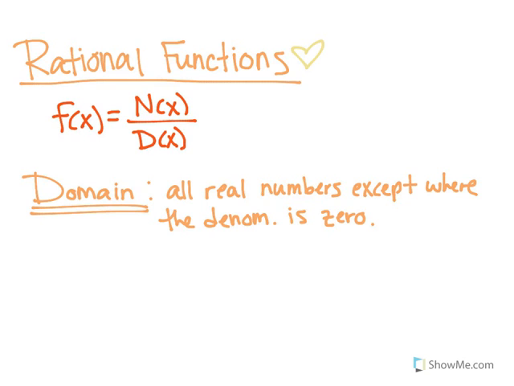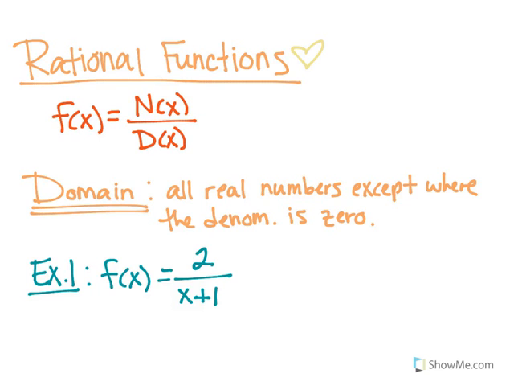So let's take a quick look at an example of this, and I'll show you what we mean. The function f of x equals 2 over x plus 1 is a rational function, and what we're going to do is figure out where the denominator is equal to 0. In order to do that, you simply set this aside, set it equal to 0 and solve. When I do that, I subtract 1 from both sides, and that gives me x equals -1.